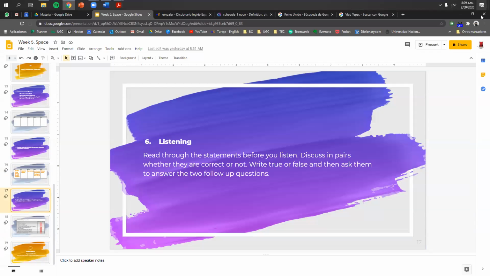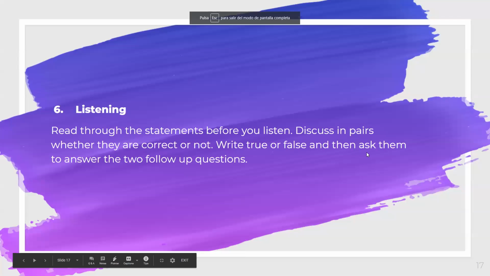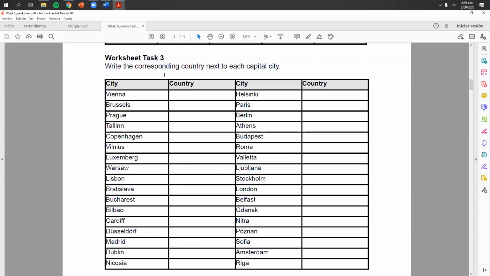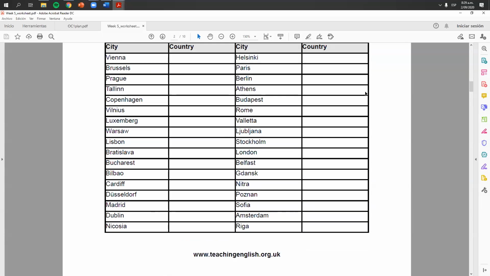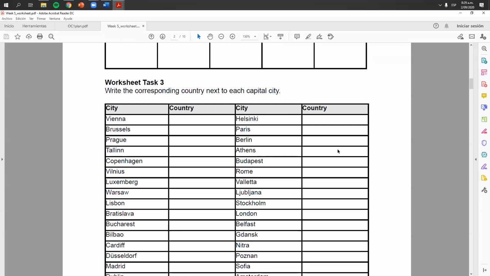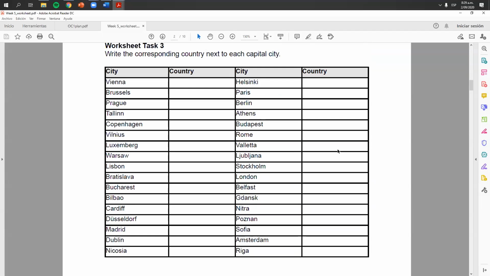So guys, we're going to do a listening exercise now. Actually, if you check the worksheet, the next exercise was to look for the countries that correspond to all these cities, but I wouldn't like to take the time to do this. This is for you. I would say this is an optional piece of homework.